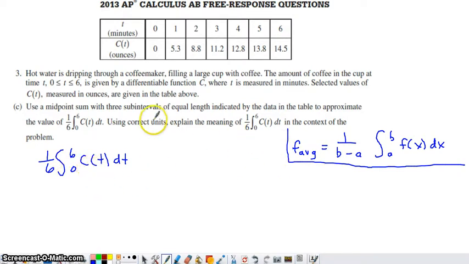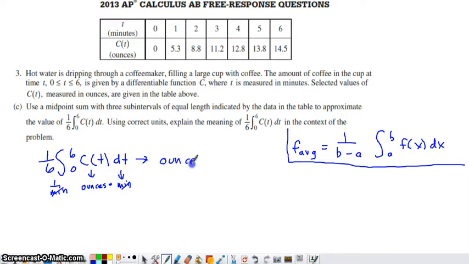It does say to use correct units, so let's talk about the units for just a second. The units of c are measured in ounces. And this differential has units of time, and time in this case is measured in minutes. So inside the integral we have ounce minutes, and out here this has units too. B minus a are values of the independent variable, and the independent variable here is t. So this 6 has units of minutes, so we have 1 over minutes times ounces times minutes, so the minutes cancel, and our result is just measured in ounces.